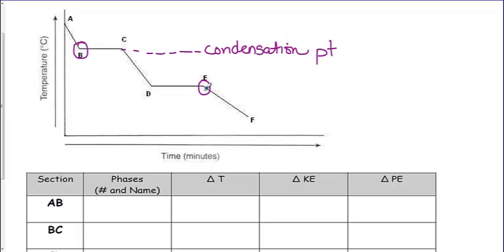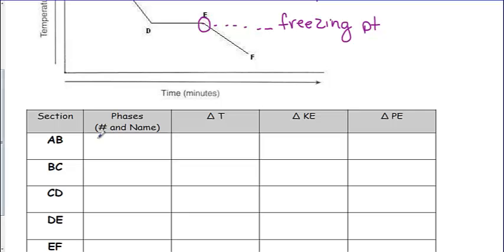Now finally at this point here, our other fixed point, this is going to be the freezing point. Since we're cooling, eventually we'll get to a solid, so that's the freezing point. All right, so let's look at section AB. We're going down now. So we have one phase, that's gas. Change in temperature, yes, it's actually decreasing. Kinetic energy is changing and decreasing as well. Potential energy will not change. Remember what I said before, if one type of energy is changing, the other does not. It remains constant.